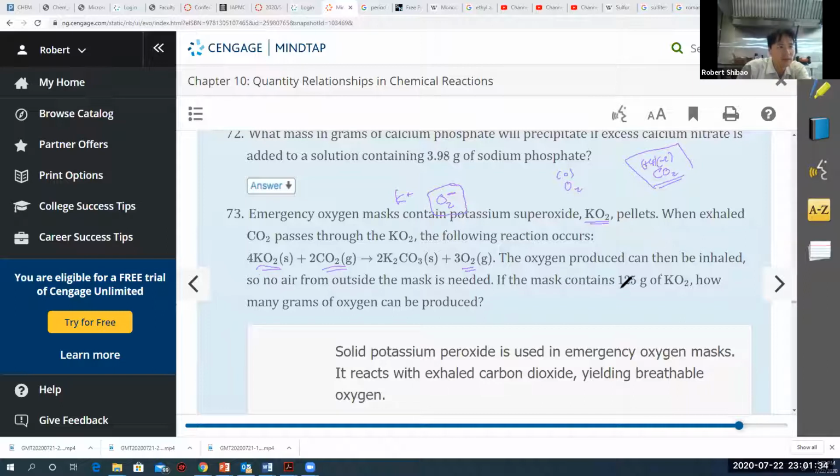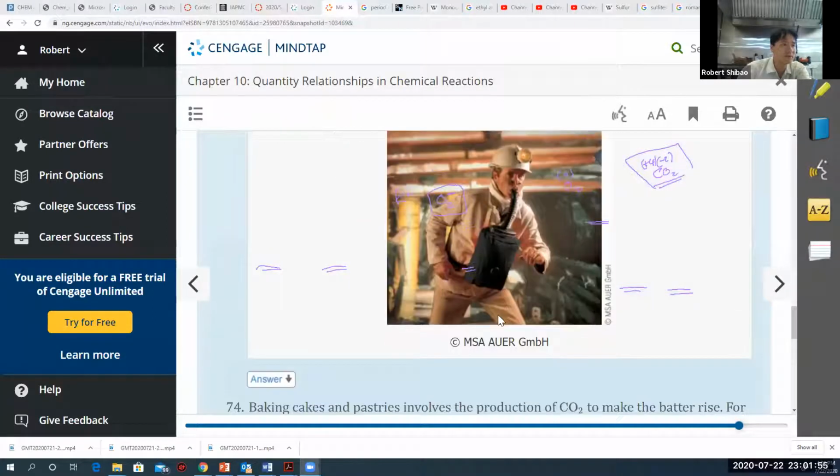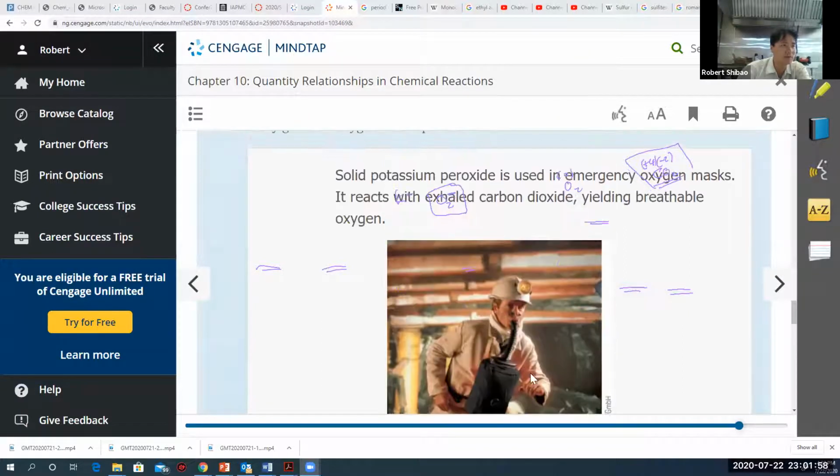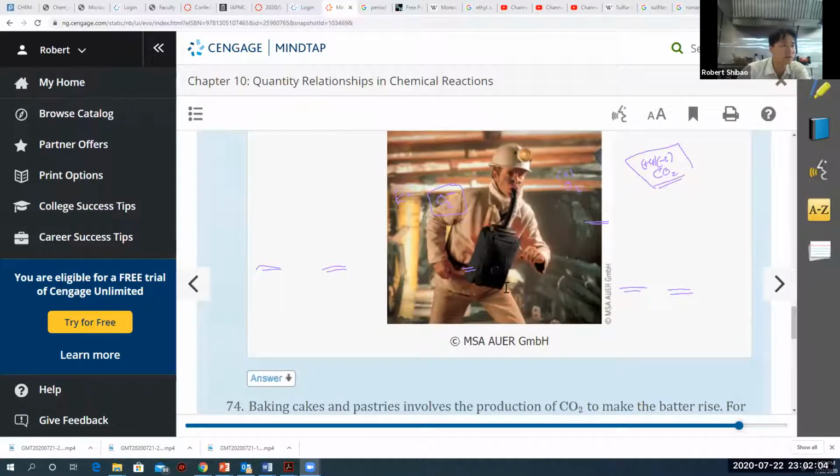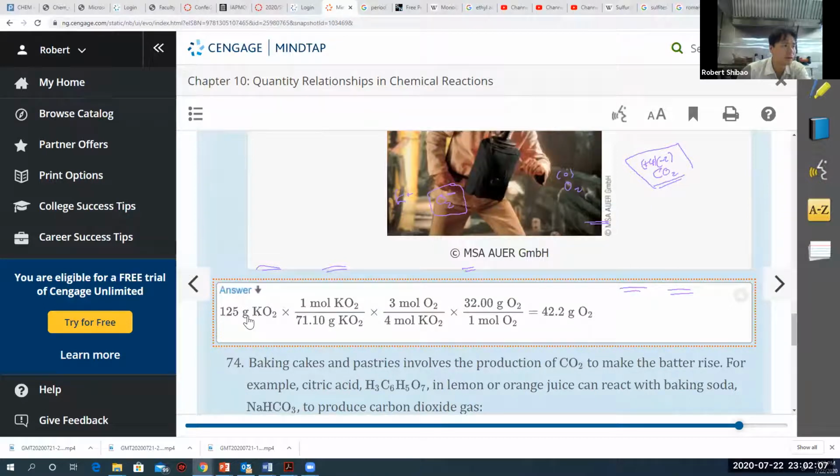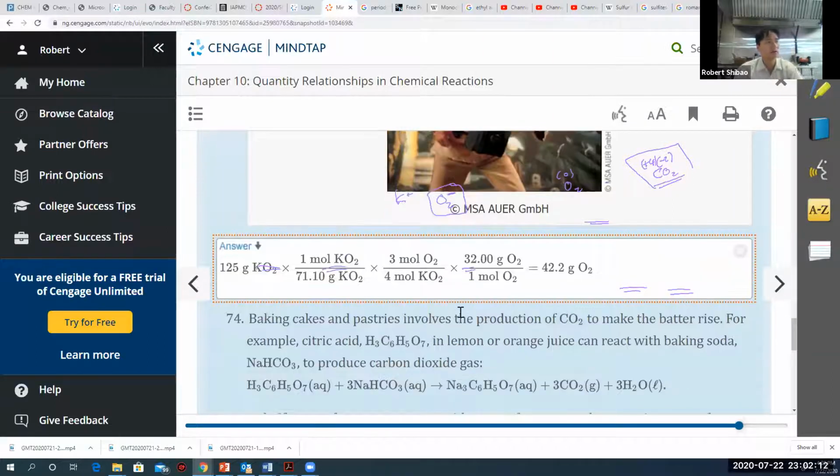If the mask contains 125 grams of KO2, you know, most solids are about 2-3 times as dense as water. So 125 grams of KO2, how many grams of oxygen? So this is just standard stoichiometry. So this is one of these masks here. That's actually kind of big, so there's probably a lot of KO2 in there. It better be a lot lighter than carrying around a heavy metal tank. And so grams to moles, moles to moles, moles to grams, 42.2 grams of oxygen for every 125 grams of KO2.